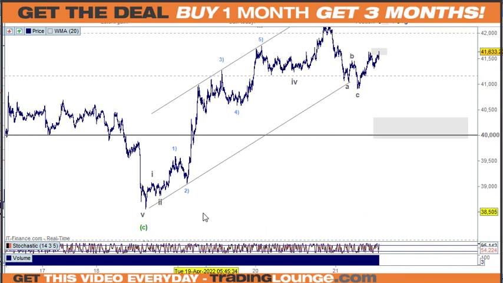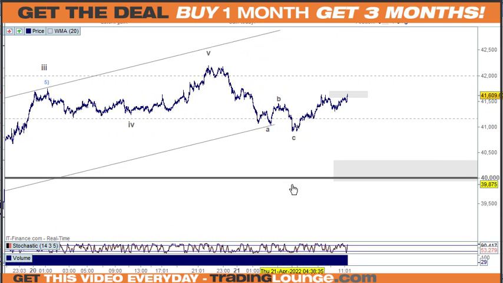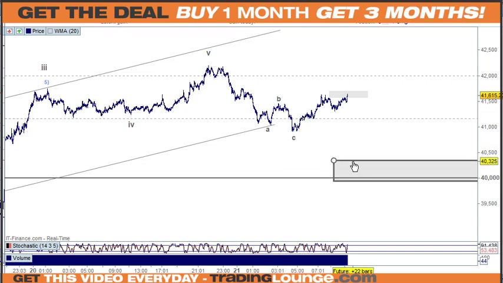So from the low here, we can look at it as one and two here, then one and two, and one, two, three, four, five here for the third wave, the fourth and the fifth wave. We can look at this as five waves, one, two, three, four, five, for the A wave and the B wave and the C wave, a little bit short here. We could probably also look at this as the B wave over here.